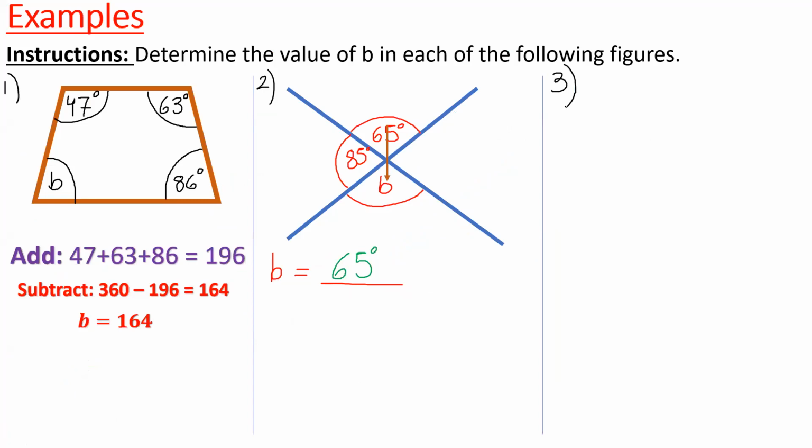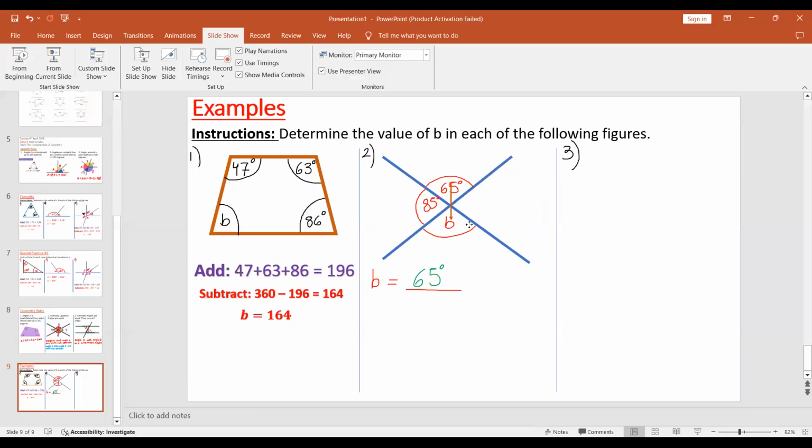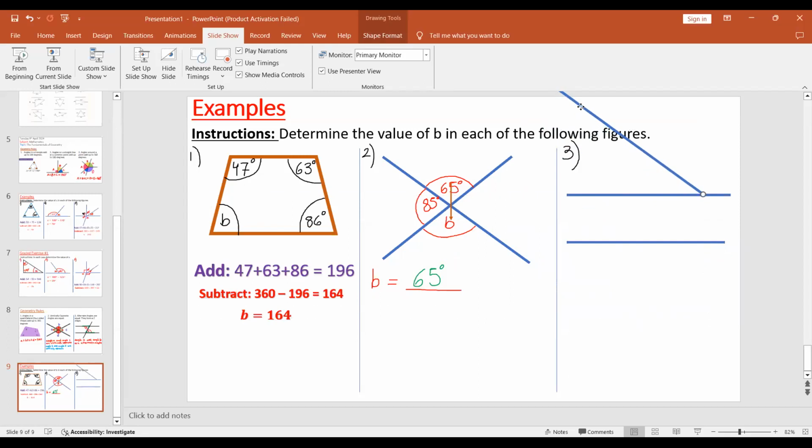Number 3, we have two parallel lines, which means that they do not intersect and they do not touch each other. Parallel lines are evenly spaced apart. That's what we mean by parallel lines. So these two lines are parallel, equally spaced apart, and they don't intersect. So we have here a transversal that's going in this direction.